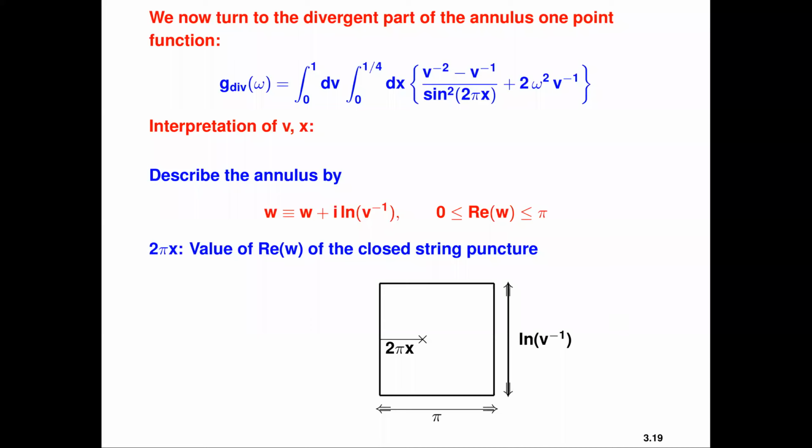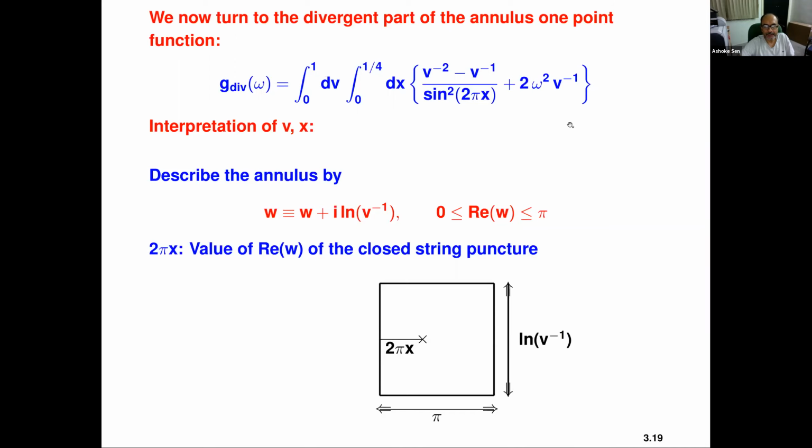Okay, so now let me turn to the divergent part of G. This one is much more complicated, and I'll only begin today. I'll do the simpler part, maybe. I think I'll have maybe 5 to 10 minutes. So I'll do the simpler part of the analysis today, leaving the more difficult part for next time.